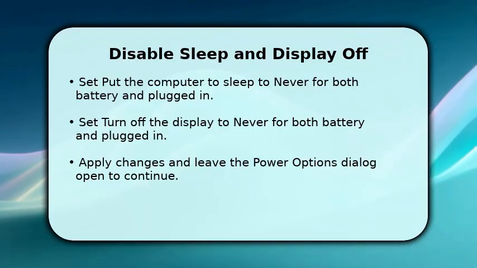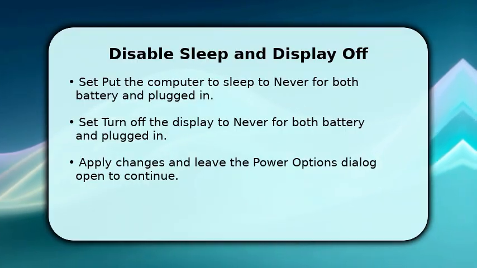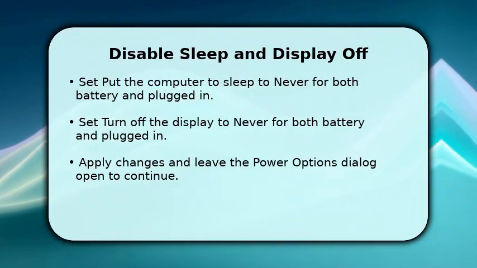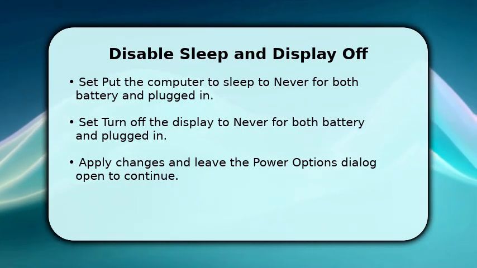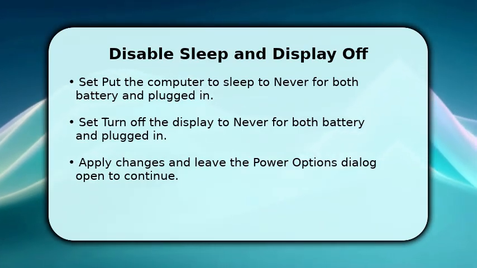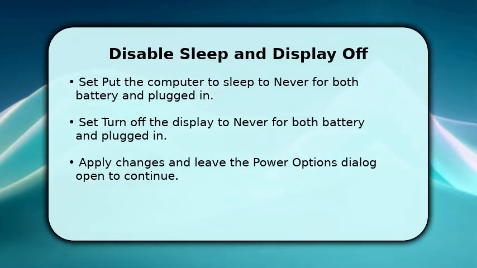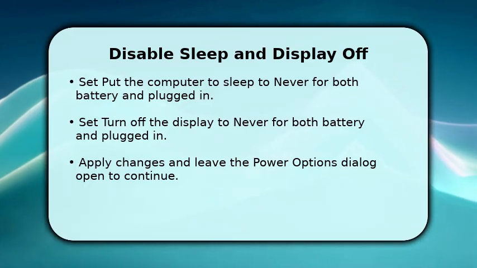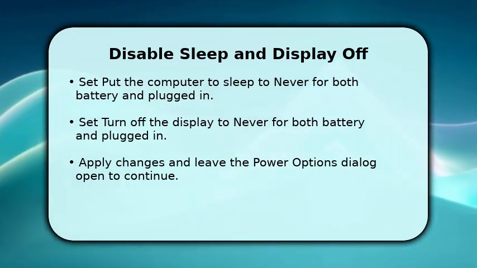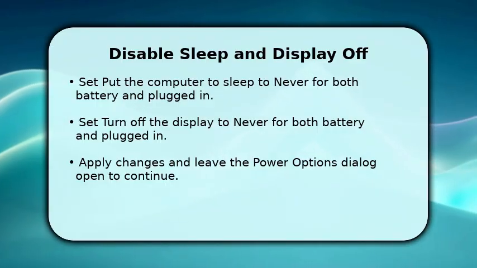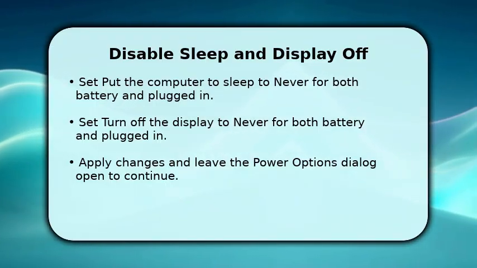Next, expand the display category and set Turn off the display to Never for both battery and plugged in. Click Apply to save these values and keep the Power Options dialog open to continue editing. These settings stop automatic sleep and screen off behaviors when you need continuous operation for downloads or long tasks.